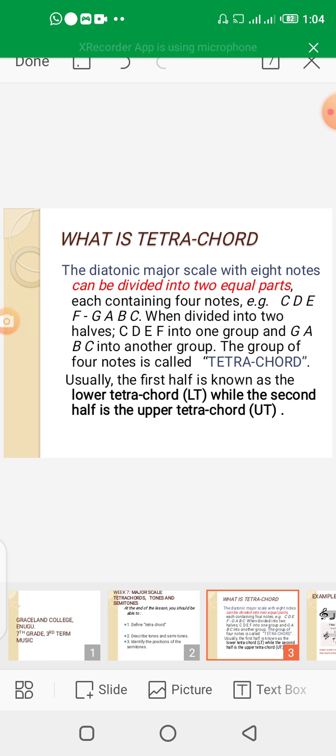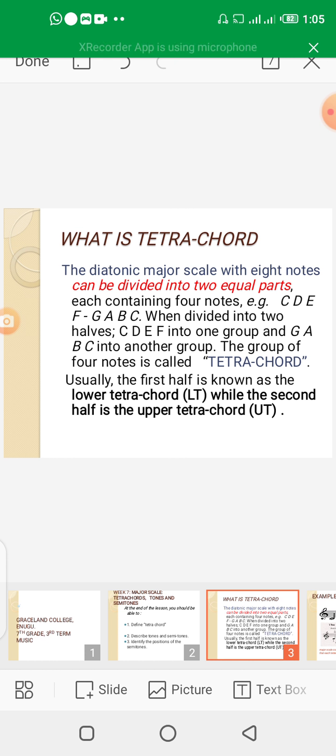Usually, the first half is known as the lower tetrachord. That means your do, re, mi, fa is known as the lower tetrachord, while the second half is the upper tetrachord. That's the sol, la, ti, do is known as the upper tetrachord, while do, re, mi, fa is known as your lower tetrachord. I hope you understand this.